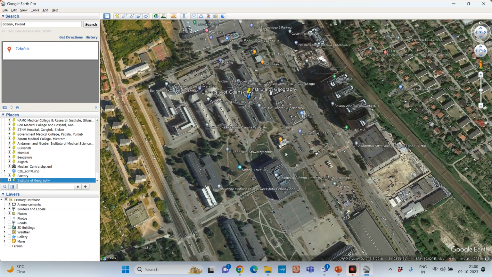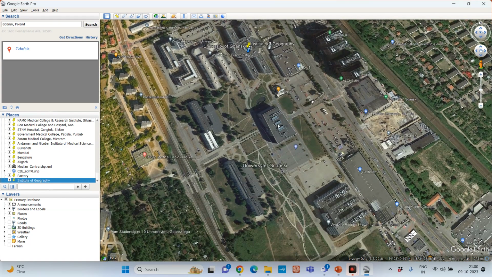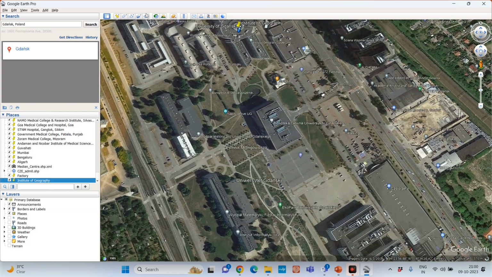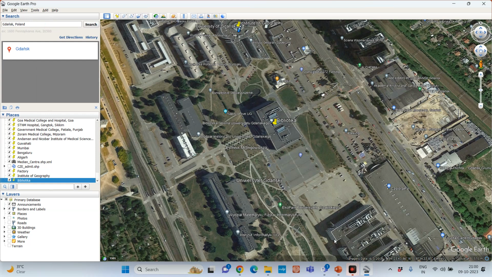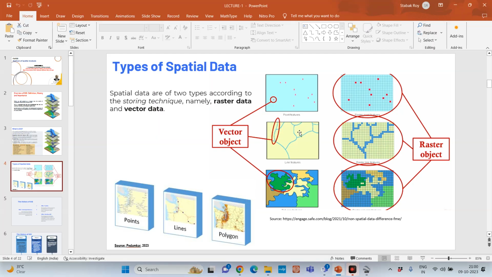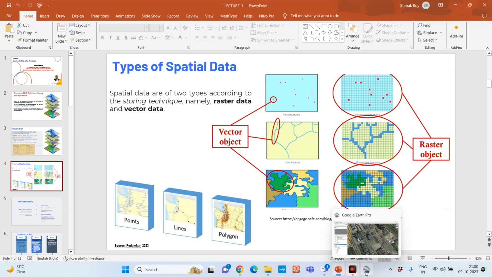And suppose this is the library, the bibliotheca. So suppose we plot it as another point. So this is a point. What do we mention over there in the presentation? There is point data. It is clear to all of you what point data is. When you consider any particular object as a point, that is point data.